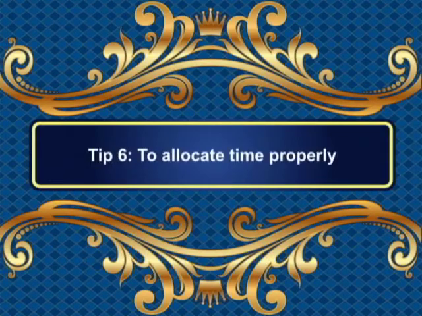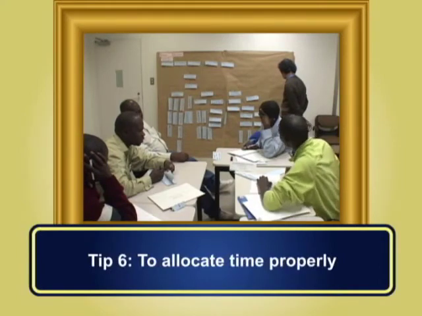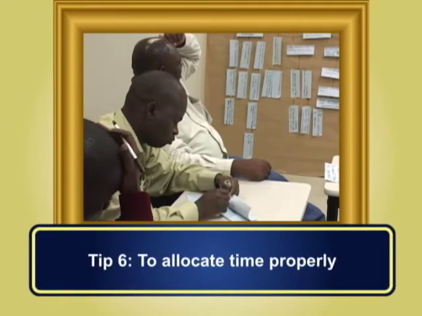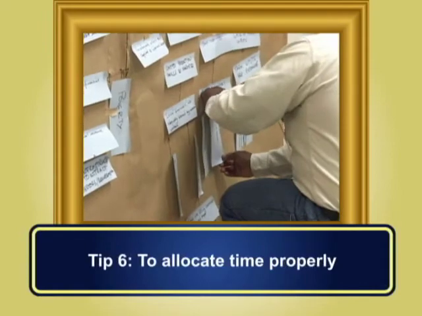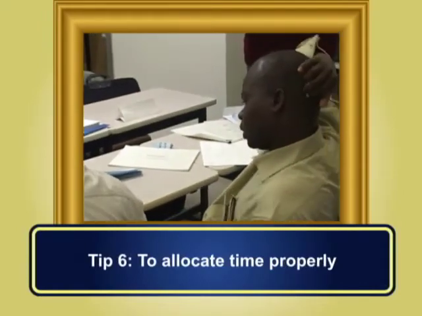Tip 6. To allocate time properly. In making a problem tree, please try to allocate as much time as possible to have a sufficient number of cards with problems written on and to clearly identify causal relations.